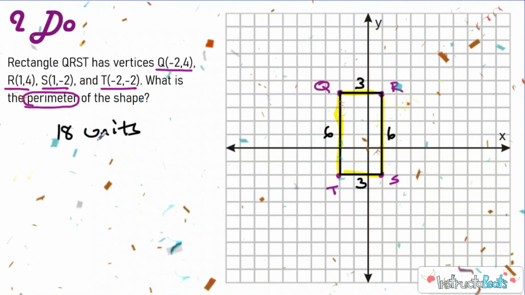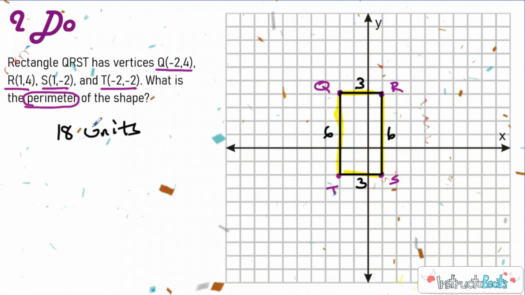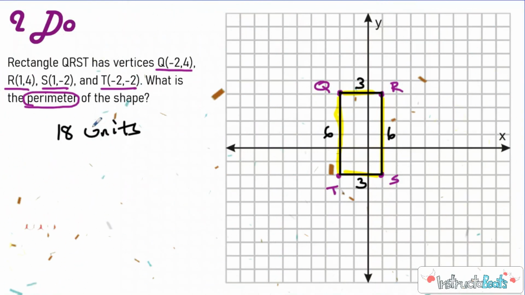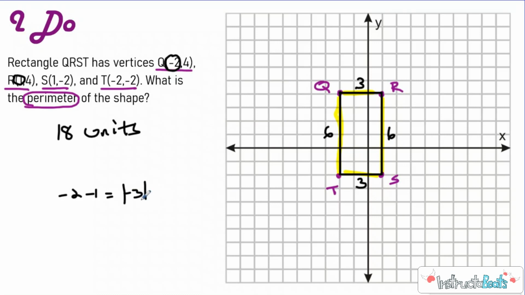So really simple today, just combining two different things: graphing and finding the distance between two ordered pairs. Now you could do this mathematically as well. It's going to take a little bit longer, but if we're looking at the horizontal distance between Q and R, we're looking at the x-coordinates of Q and R. So negative 2 minus 1 would be negative 3. And again, we want the absolute value of that because we're not worried about if we went left or right on the number line. We're talking about the distance between them. So the absolute value would be 3.